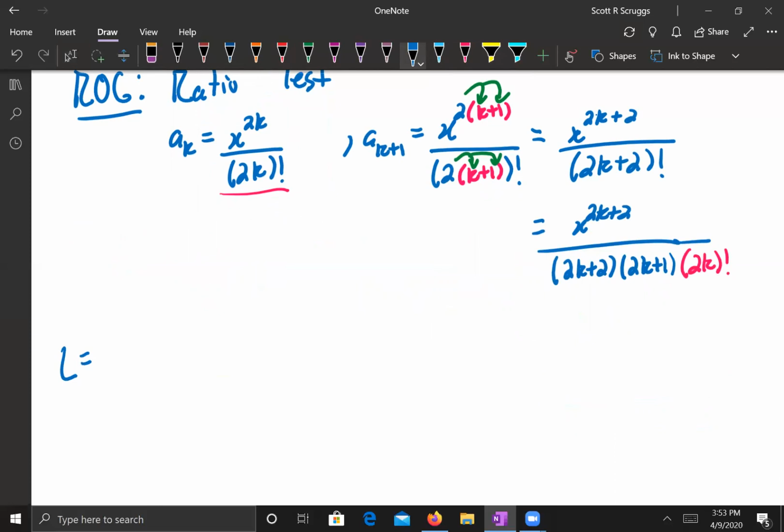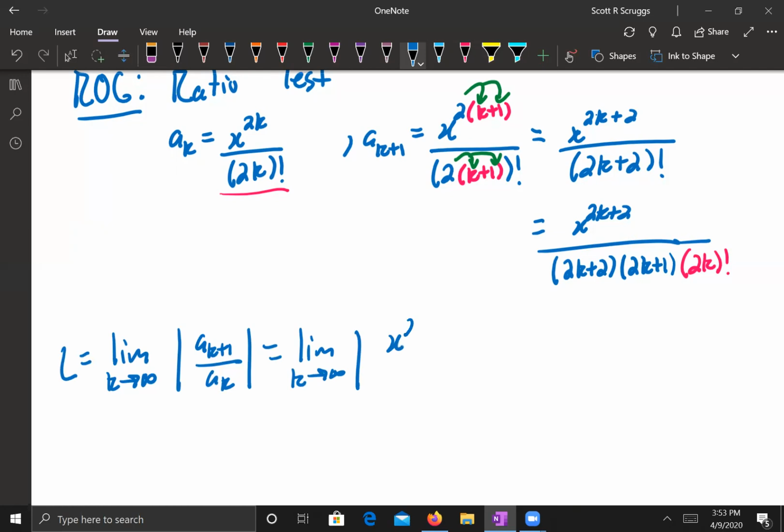And now let's do L. Limit as k goes to infinity of a_{k+1} over a_k equals limit as k goes to infinity of what I've written as a_{k+1}, simplified as x to the 2k plus 2 over (2k plus 2)(2k plus 1) times (2k) factorial, times the reciprocal of the a_k term, (2k) factorial over x to the 2k power.